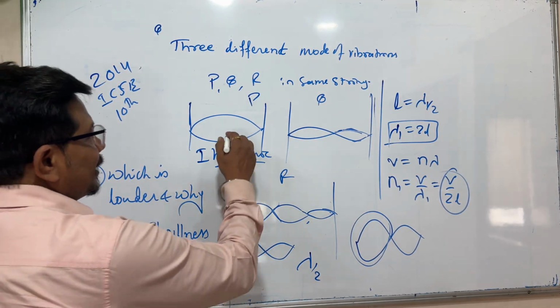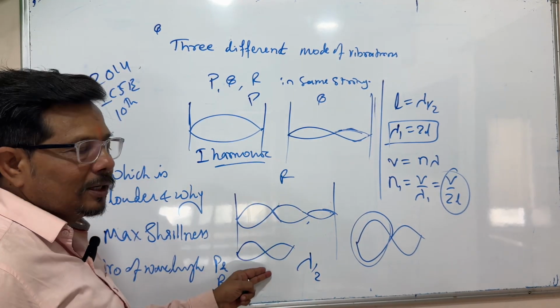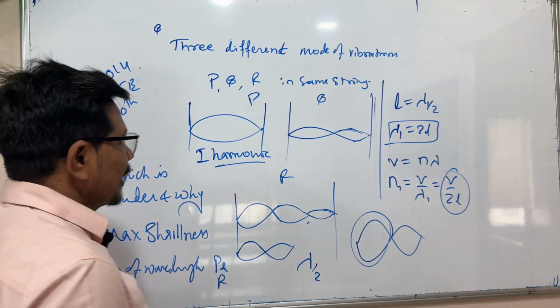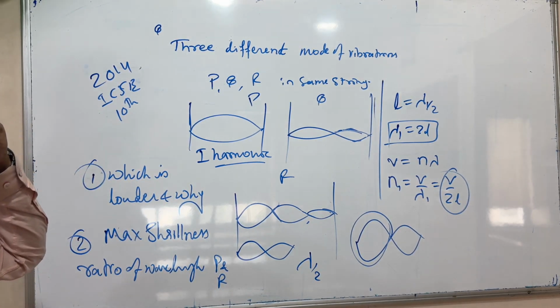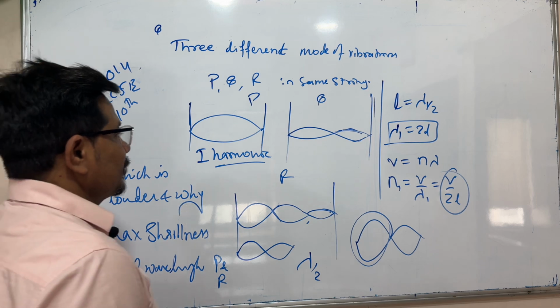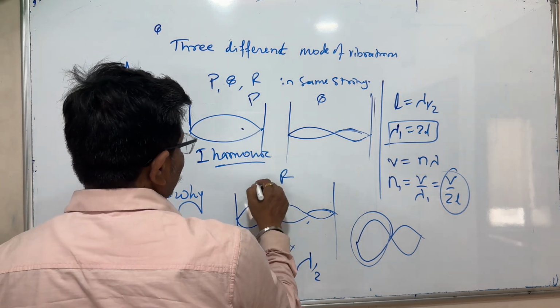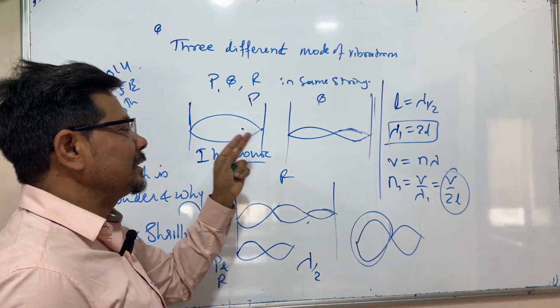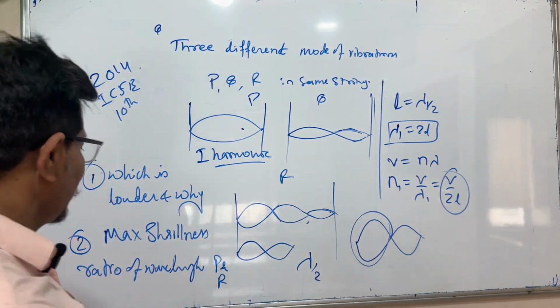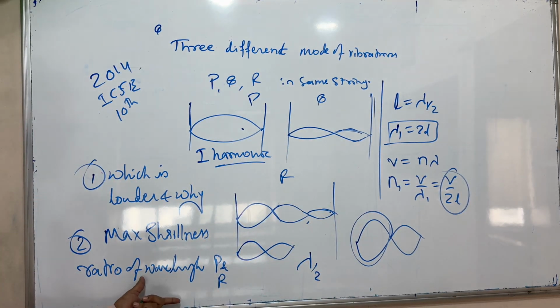When you see this, this is double and this is triple. If somebody asks you the ratio of wavelength, this wavelength is lambda by 2, and this is 3 lambda by 2. So you can say 1 is to 3 is the ratio. The ratio will be clear, very simple.